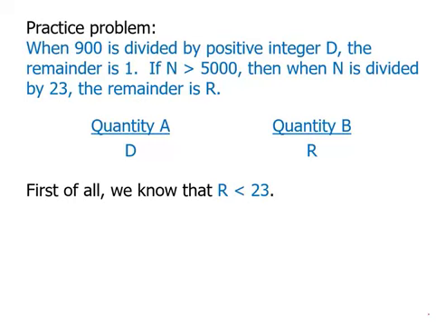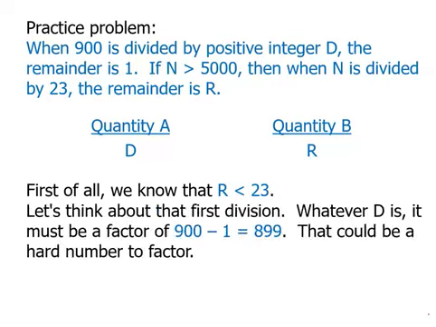First of all, we know that r is less than 23. That's clear. We're dividing by 23. The remainder is always less than 23. And so that's one concrete fact we know about r. Let's think about that first division. Whatever d is, it must be a factor. If it divides into 900 and has a remainder of 1, it must divide evenly into 900 minus 1. In other words, 899. And so we want to know what are the factors of 899.